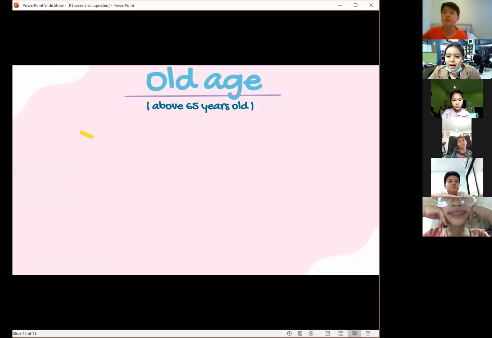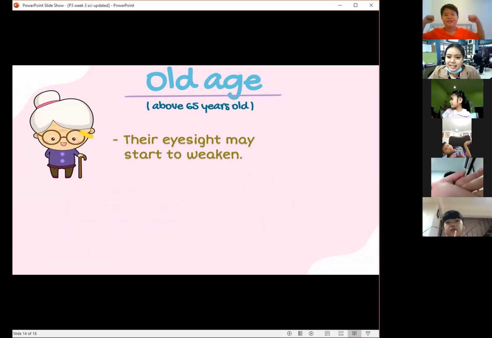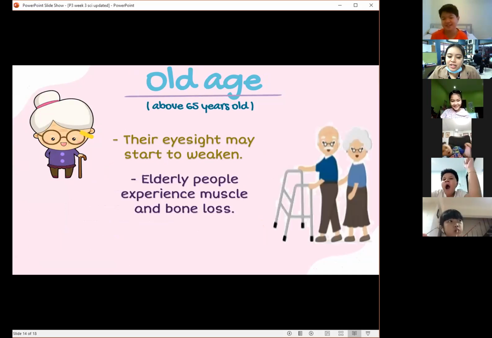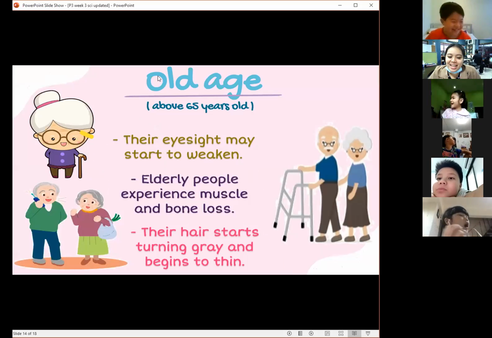Old age. These are the people above 65 years old. Okay. It says here that their eyesight may start to weaken. Elderly people experience muscle and bone loss, or their muscles start to weaken. Next, their hair starts turning gray and begins to thin. Those are the changes that may happen during old age.